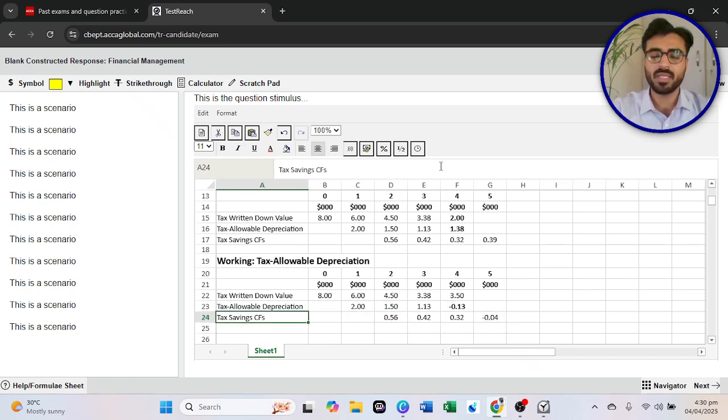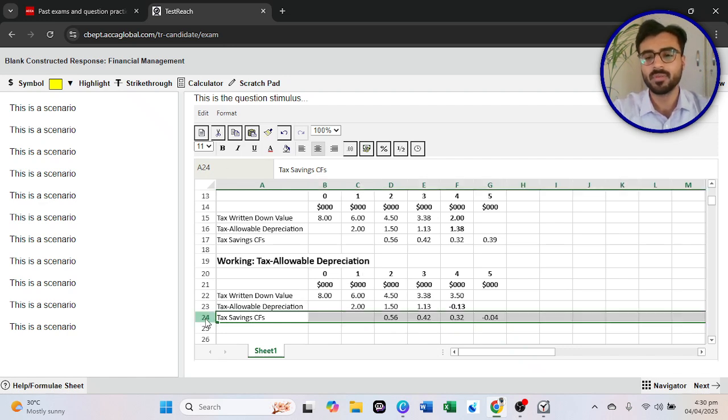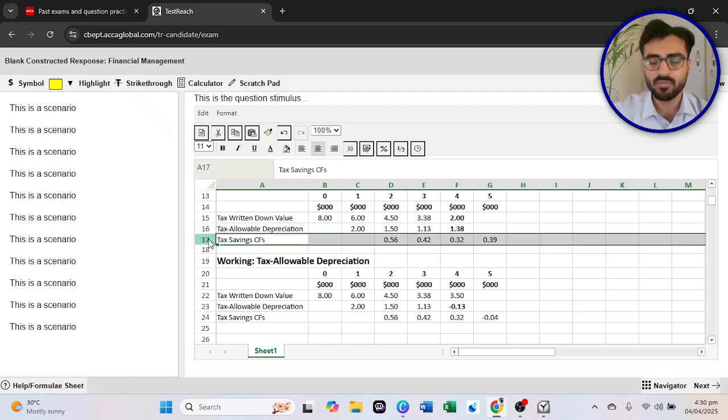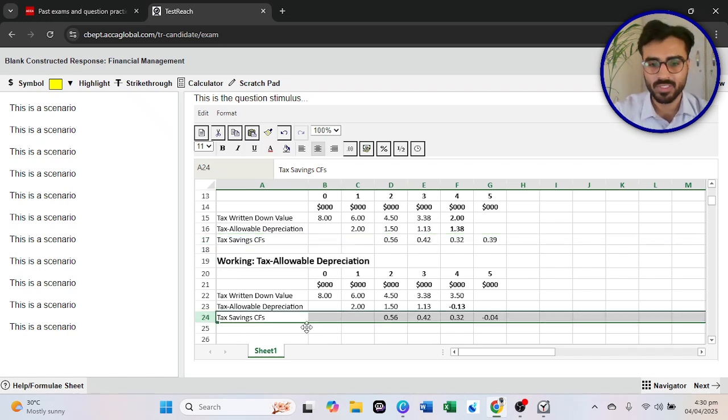So this is all. These are the tax saving cash flows that you need to include in your NPV calculation when you are calculating your NPV. So if the residual value was 2000, then we needed to include these cash flows. If the residual value was 3500, we needed to include these cash flows in our NPV calculation.